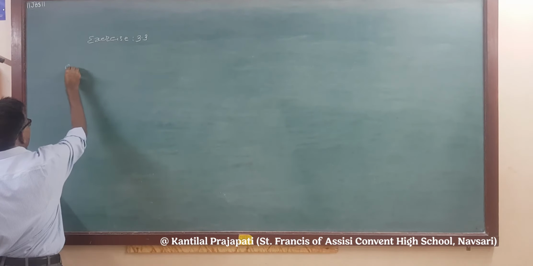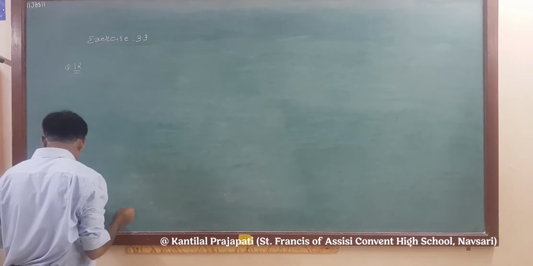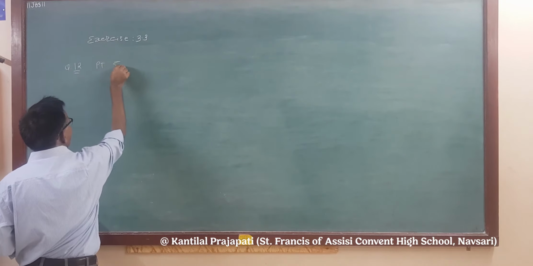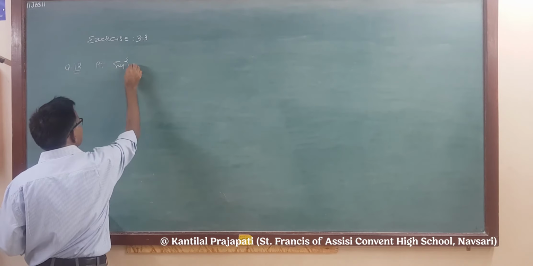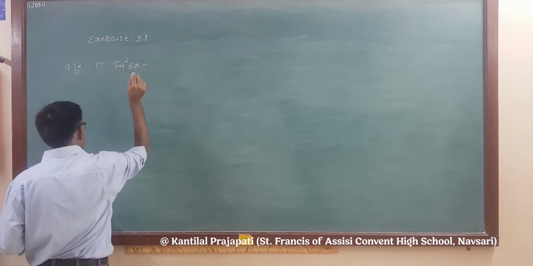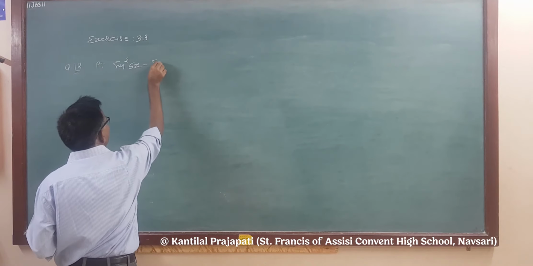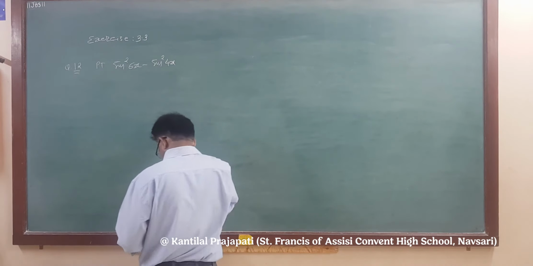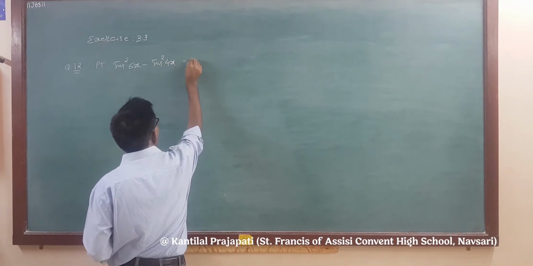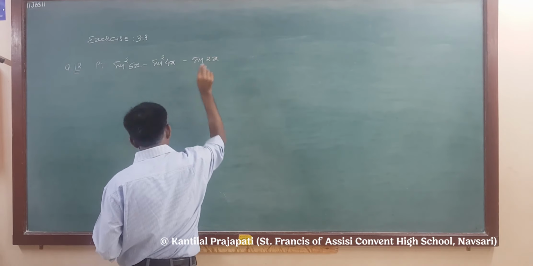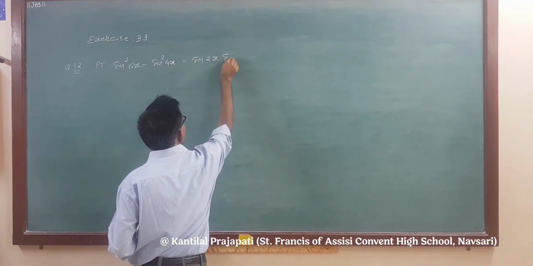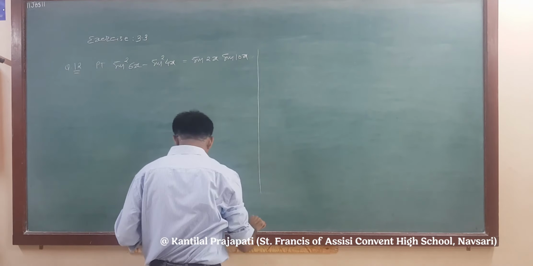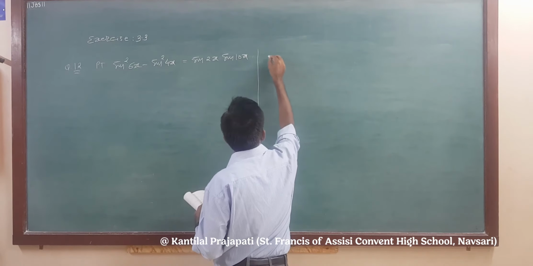Question number 12. Prove that sin square 6x minus sin square 4x is equal to sin 2x into sin 10x. Also I am writing here a similar sum. Question number 13.